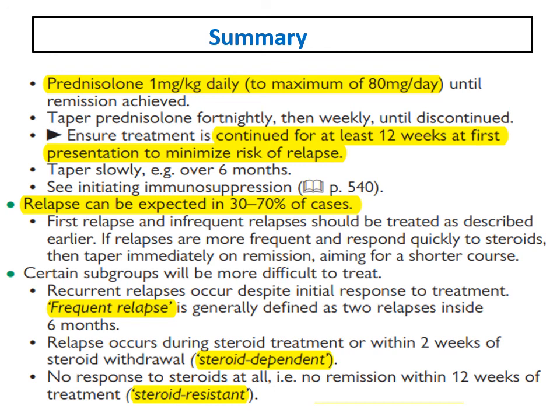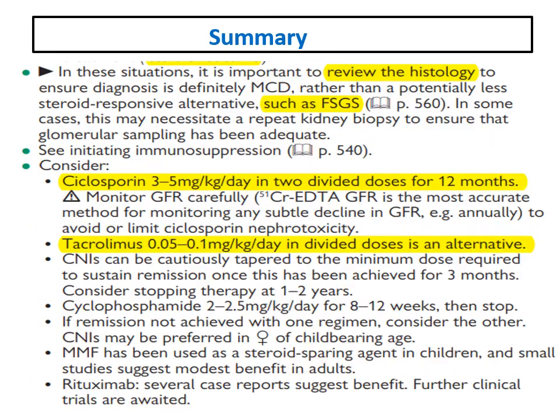إن بيحصل عرفنا خلاص إن ممكن الريلابسز very common to happen، وعرفنا إن في الفريكوينت ريلابسرز والستيرويد ديبندنت والستيرويد ريزيستنت، وعرفنا إزاي تو تريت في التشيلدرن والادلت. وأهم حاجة ما ننساش إنك في الغالب إن احنا في التشيلدرن وفي الادلت هتبتدي بالستيرويدز، ولو ما حصلش ريسبونس للستيرويدز في الغالب الاوبشن اللي وراه هيكون السي ان اي.